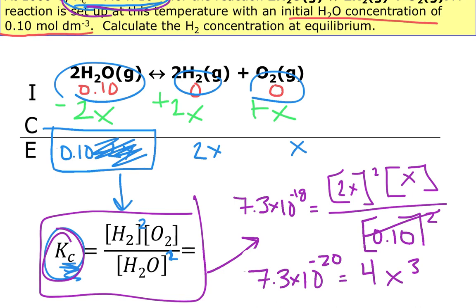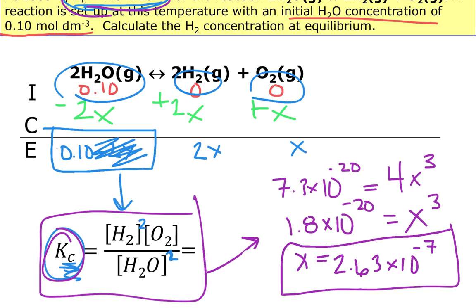And then our numerator, 2x squared, will become 4x squared, and then multiply that by another x, and you get 4x to the third. So now to isolate x, we need to divide by 4 and take the cube root. So working out that math, we get 2.63 times 10 to the negative 7th for x. Now we just need to plug that in to solve for our oxygen, which of course is just going to be that number, but we also need to double it for the hydrogen.